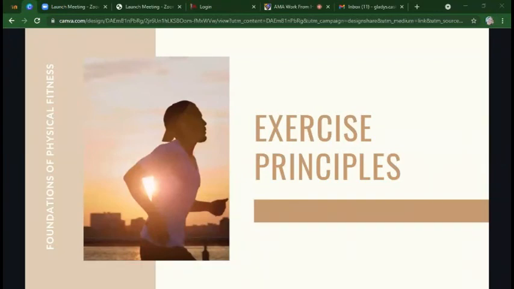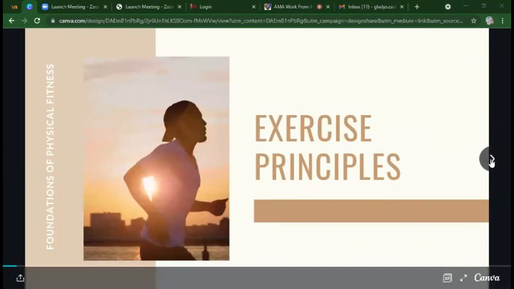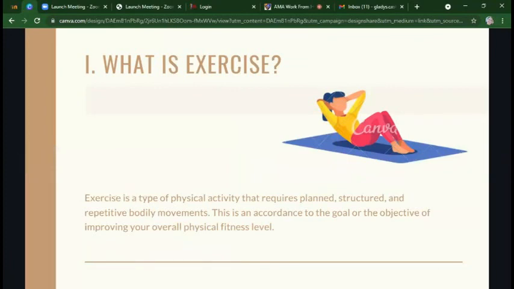Exercise principles. So what is exercise? It is a type of physical activity that requires planned, structured, and repetitive bodily movements. This is in accordance with the goal or objective of improving your overall physical fitness level. It is also an activity that requires physical effort that's carried out to sustain or improve our health and fitness.